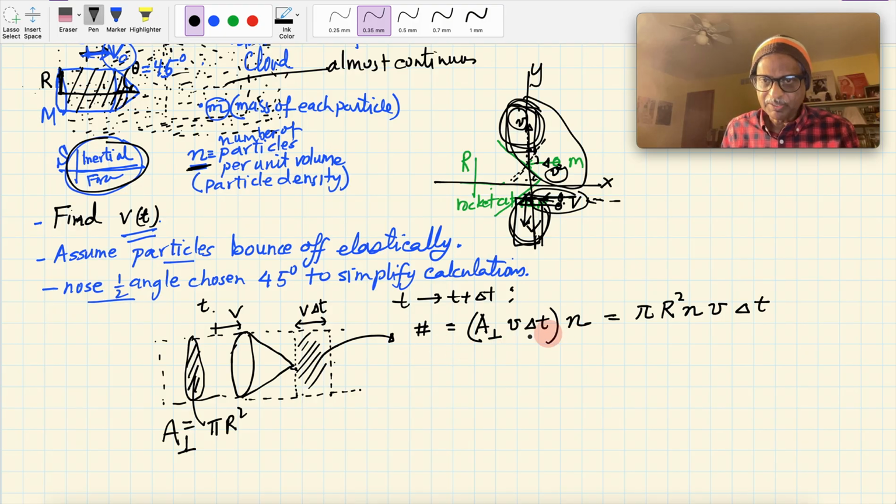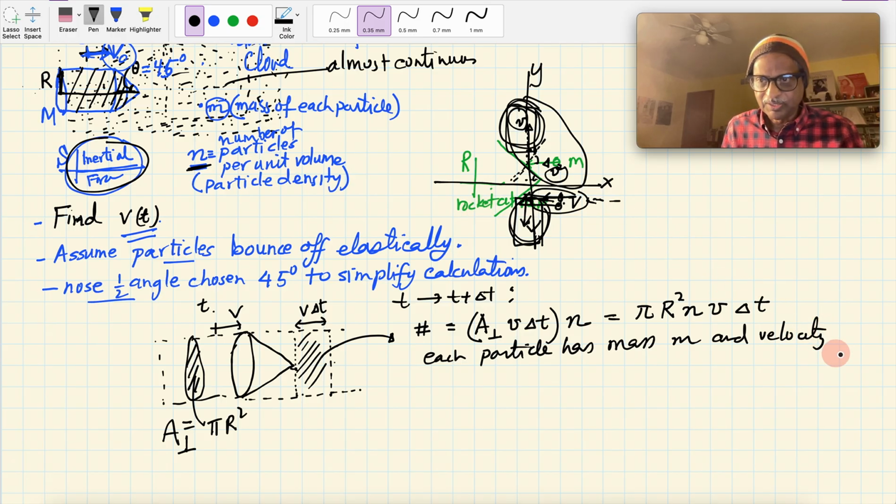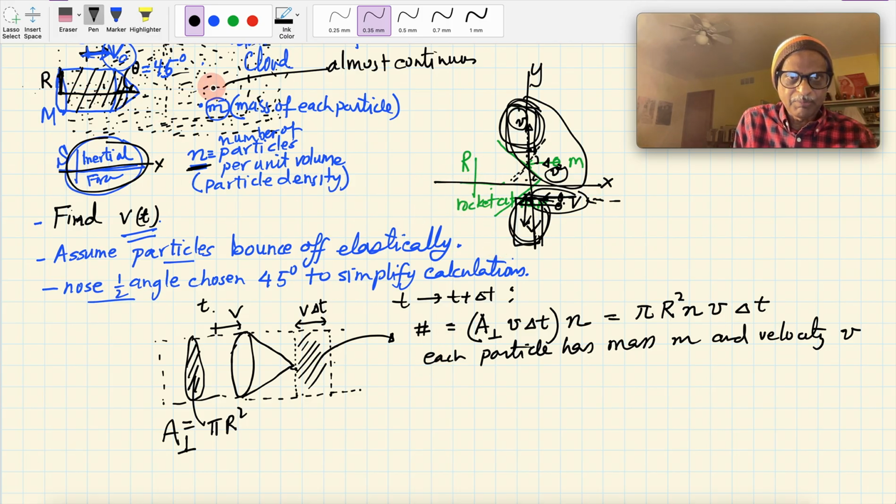And the mass of each particle is little m, and the velocity in the x direction is v. So we're just looking at the x direction here, whether in this frame or this frame. We're just looking at the x direction.